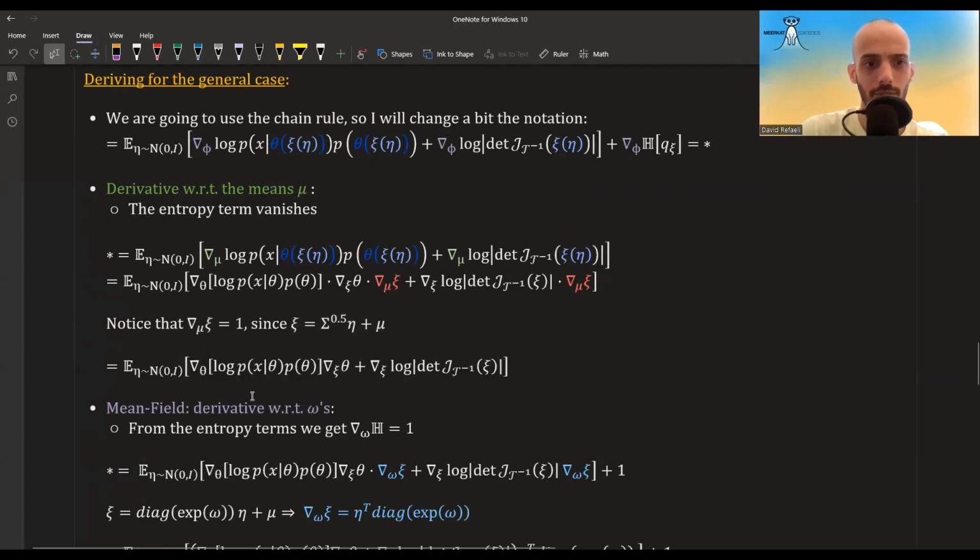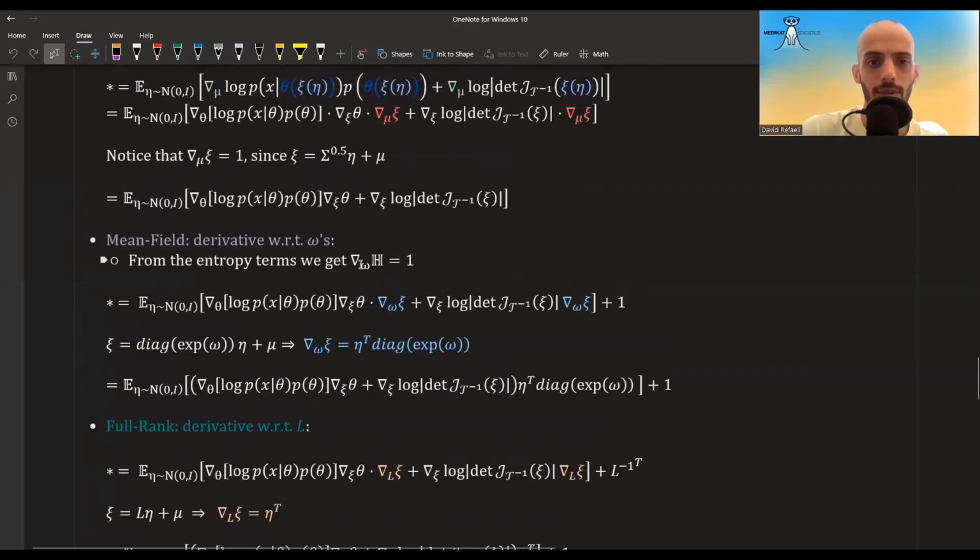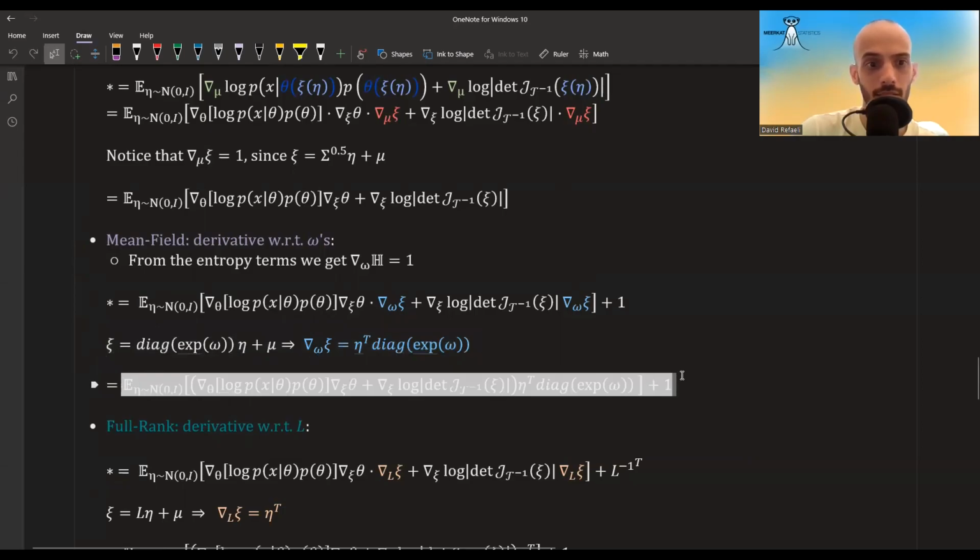So this is as far as we are going to derive for the means. For the variance parameters in the mean field, we saw that this term over here is equal to a vector of 1. We do the same thing over here. This time, this quantity is equal to this thing over here, right? Because we are taking the derivative of this with regards to omega. So it's just equal to this thing over here. And this is as far as we are going to get with the mean field omegas.